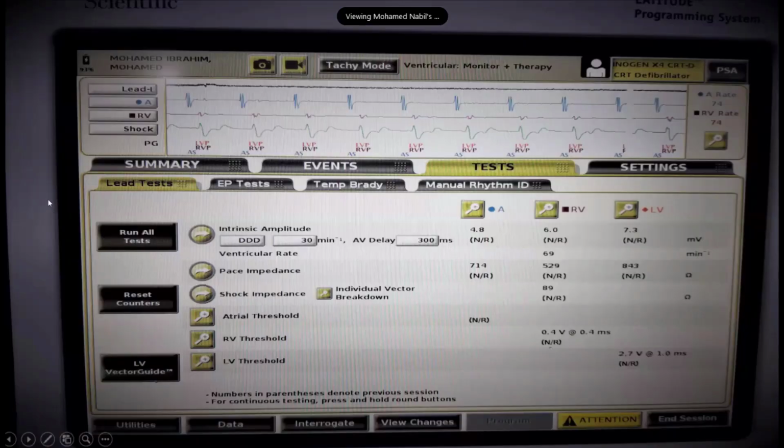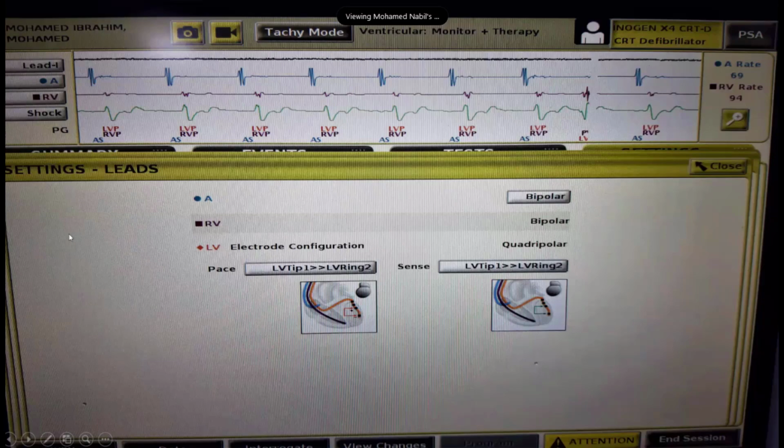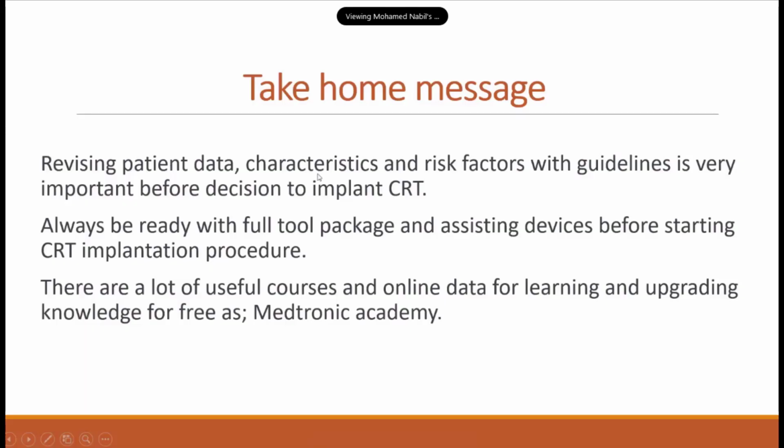Finally, we managed to implant the CRT. We did our optimization. The take-home message is that revising patient data, characteristics, and risk factors is important before the decision to implant CRT. Always be ready with a full tool package and assisting devices before starting the CRT implantation procedure.